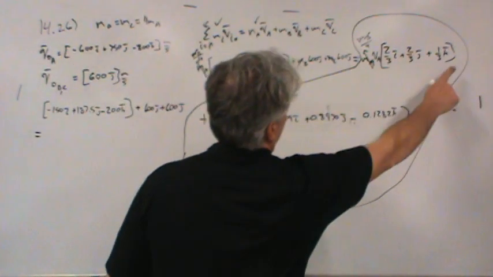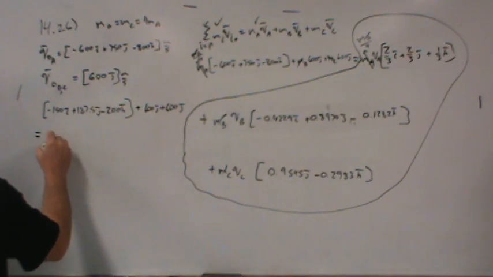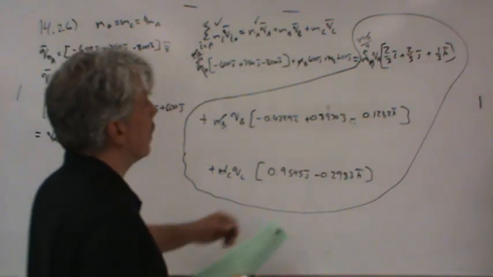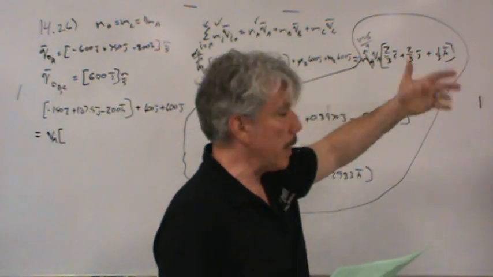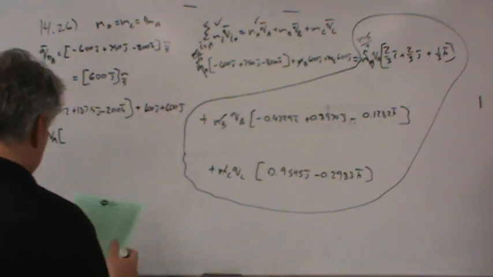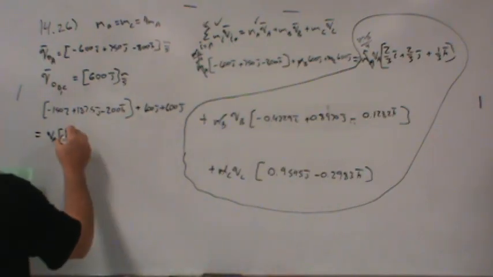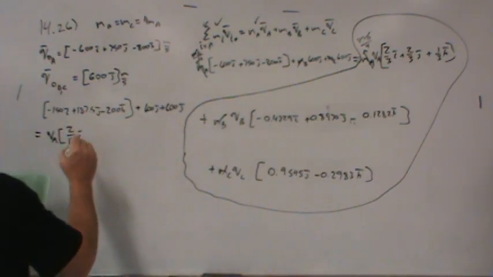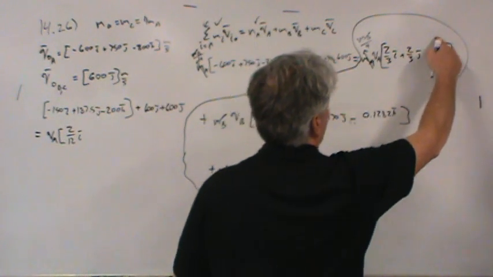Now I could put this quarter in here as well and just have VA times 2 over 3 over 4. Well, 3 times 4 is 12, so 2 over 12, or 1 over 6 if you like, take your pick, I don't care. I'm going to write it so hopefully it's clear: 2 over 12 I, and then 2 over 12 J, plus 1 over 12 K.